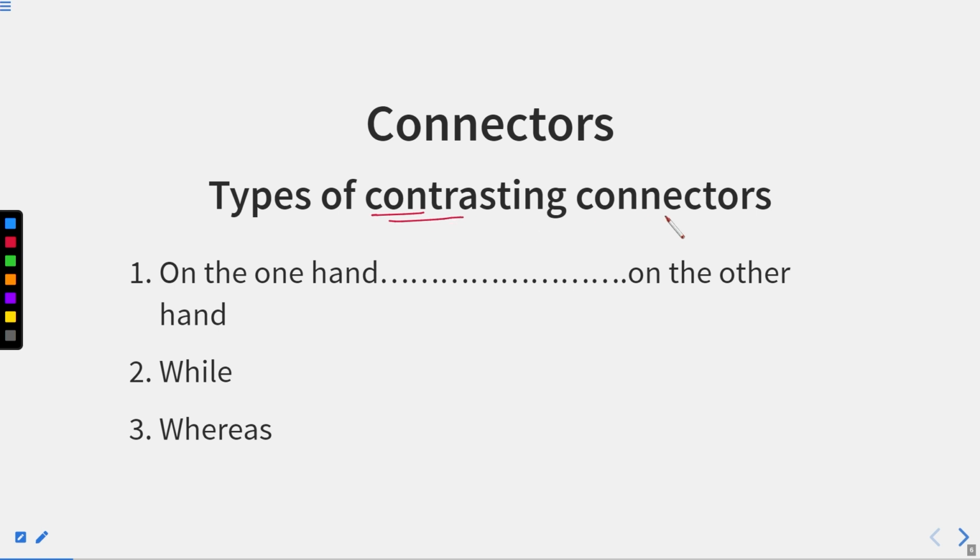Now, types of contrasting connectors. Now, what are the types of contrasting connectors? These are, first of all, we'll have on the one hand and on the other hand. It means on the one hand we say something, and on the other hand we say something else. Okay, after that we'll discuss while, and after that we have whereas.